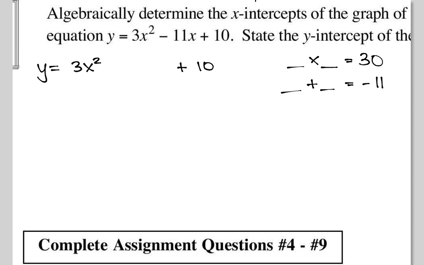30 and 1? Nope. 15 and 2? Nope. 3 and 10? Nope. 5 and 6? And then you have to fist pump when you find it.